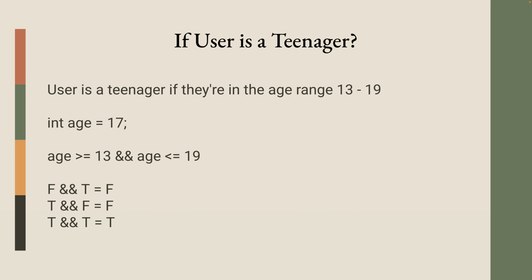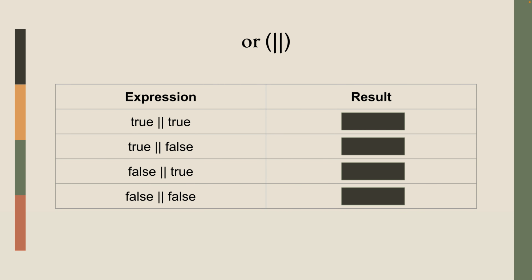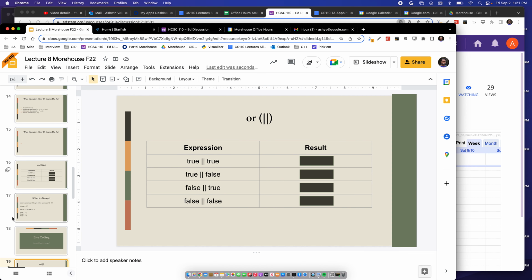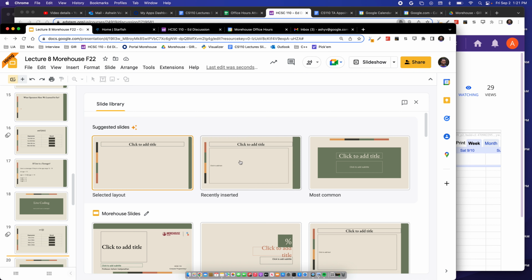Okay. This makes sense? Any questions? Okay. So how to tell if a user is a teenager? We need both conditions to be true. Now let's do an OR case. And for this one, again, create a new slide.